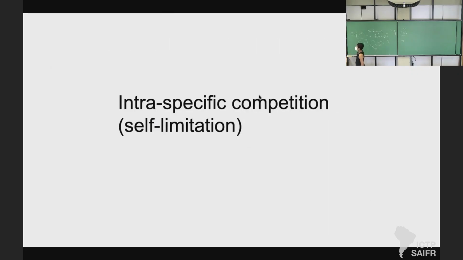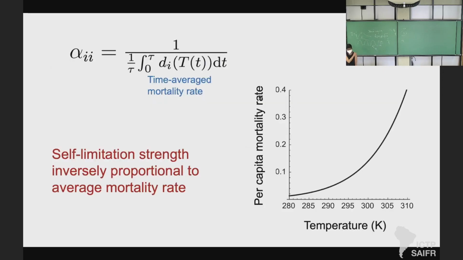Anyway, let's first look at the effect of thermal adaptation on intraspecific competition. Now remember, self-limitation, or intraspecific competition strength, is inversely proportional to the average mortality rate, the time average mortality rate. Everybody happy? Please pay attention.